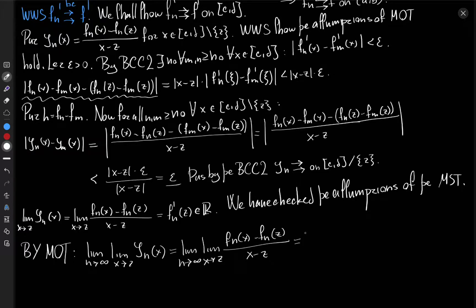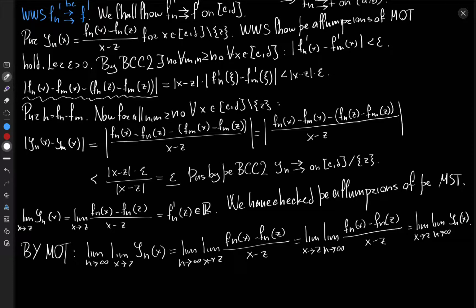Now here comes into play the Moore-Osgood theorem. This is equal to, we swap the limits, the limit as x approaches z of the limit as n approaches infinity of fn of x minus fn of z over x minus z, which is equal to, for completeness, the limit as x approaches z of the limit as n approaches infinity of script Sn of x.